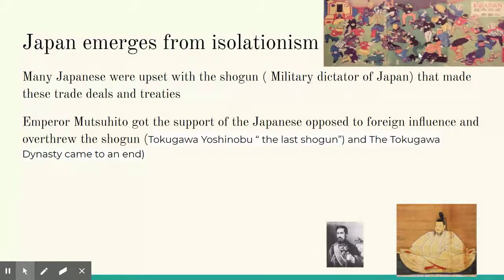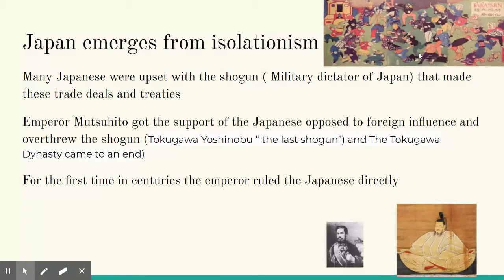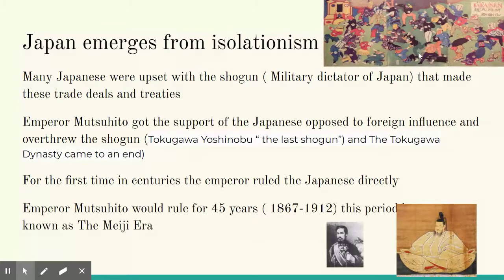The emperor during this time is Emperor Mutsuhito. He got support of the Japanese opposed to foreign influence, and he is going to overthrow the shogun. The last shogun was Tokugawa Yoshinobu, the last shogun of the Tokugawa dynasty. For the first time in centuries, the emperor would take control of Japan. It wasn't a shogun. Emperor Mutsuhito would rule for 45 years from 1867 to 1912. This period is often known as the Meiji era. The word Meiji means enlightened rule.